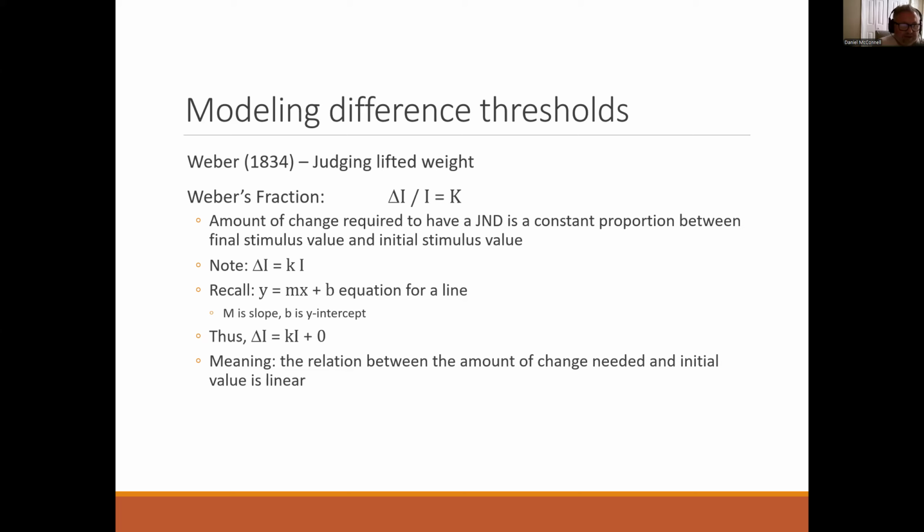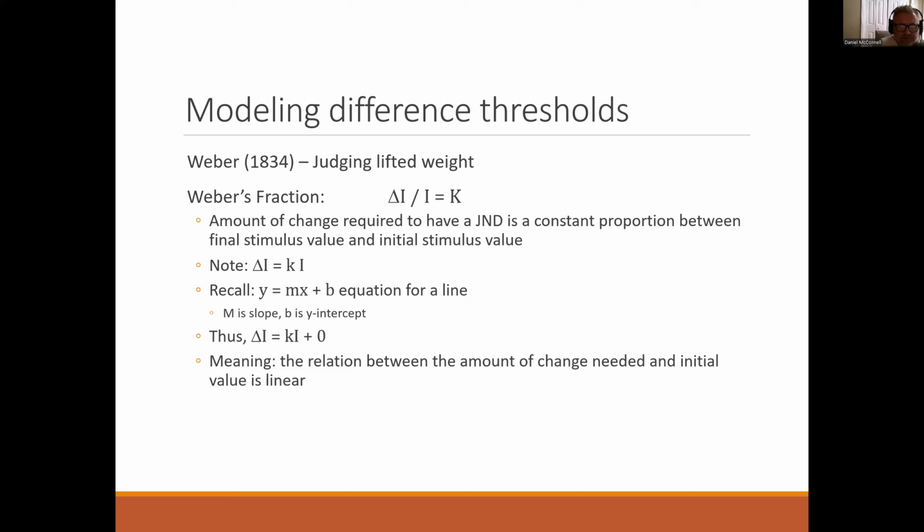So what this means is that what Weber's law or Weber's fraction is revealing to us is that if we could make a graph with the initial stimulus intensity I on the x-axis and the delta I, which is the amount needed to create a just noticeable difference, on the y-axis, there would be a straight line on that graph with a slope of k. And so what k is showing us here is the slope of the line that relates the initial stimulus intensity to the amount needed to create a just noticeable difference.